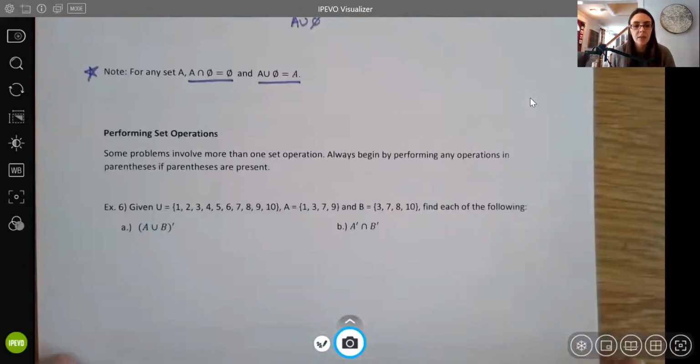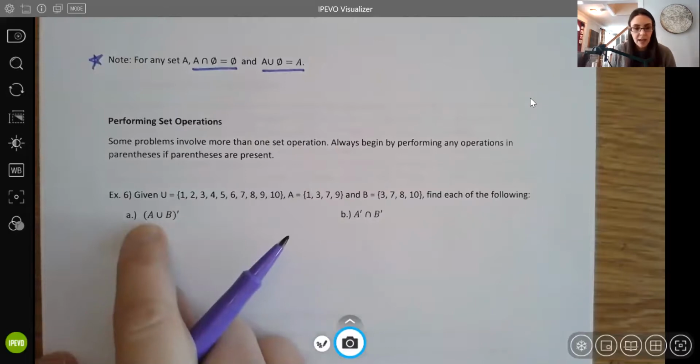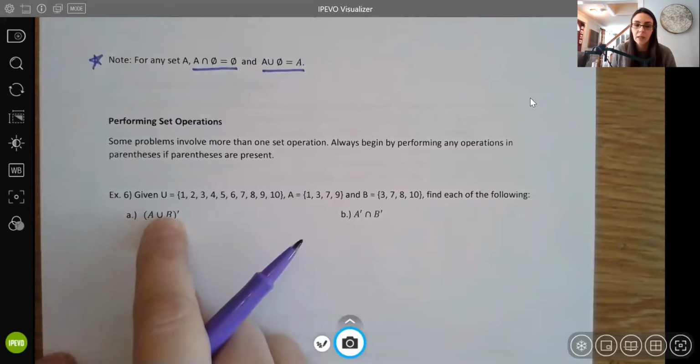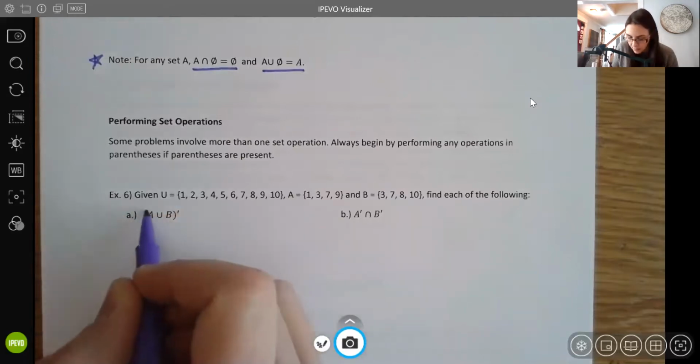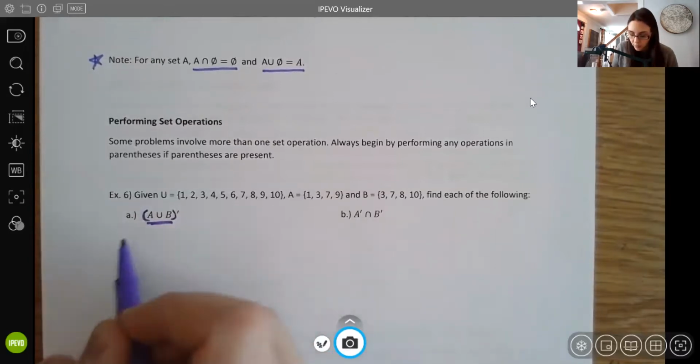All right, now let's do some examples using these operations. What you want to do is just think of them like little puzzles and take it step by step. If you do have parentheses, just like with order of operations and PEMDAS, you do parentheses first. So we don't always have parentheses, but if you see that, then that is telling you to do this step first. So notice in part A here, I'm looking at parentheses A union B. Because this is in parentheses, we're going to do this part first. So what I want to do first is find the union of A and B.